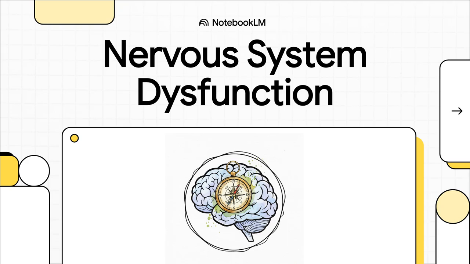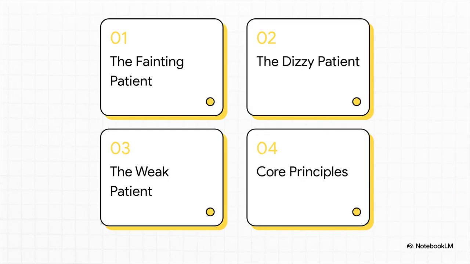Today we're breaking down 3 of the trickiest, most common presentations you're going to face on the wards. The patient who fainted, the one who's dizzy, and the one who feels weak. By the time we're done here, you're going to walk away with a solid clinical framework for each and every one.